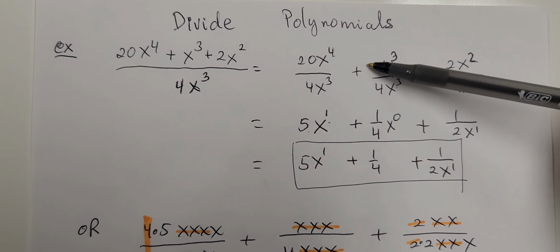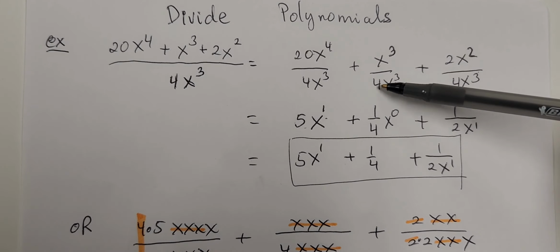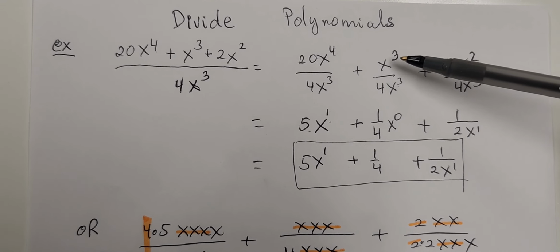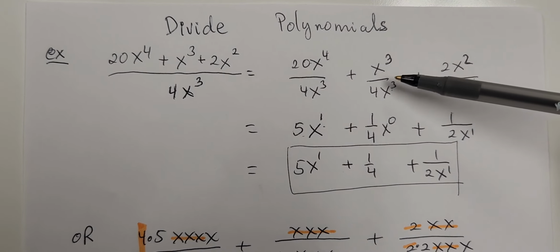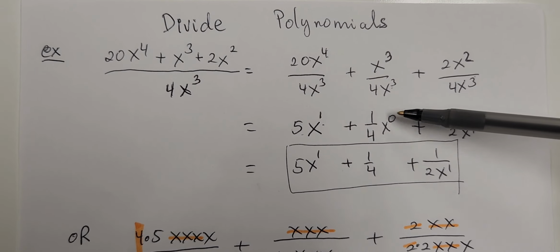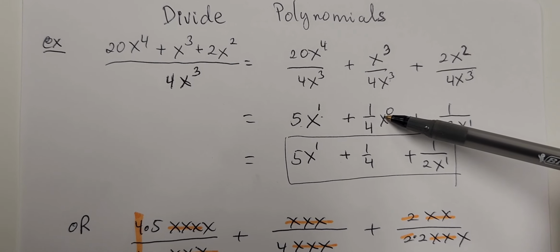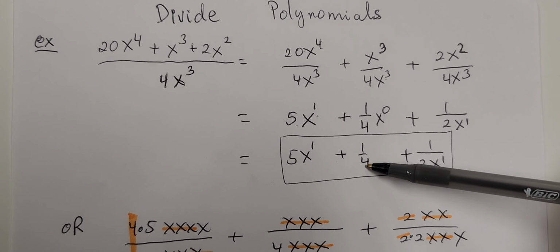Now the second term, since there's no number on top, leave the 4 alone. Use the division rule for power. 3 subtract 3 gives me 0. And anything to the 0 power is just 1, so it goes back to 1/4.